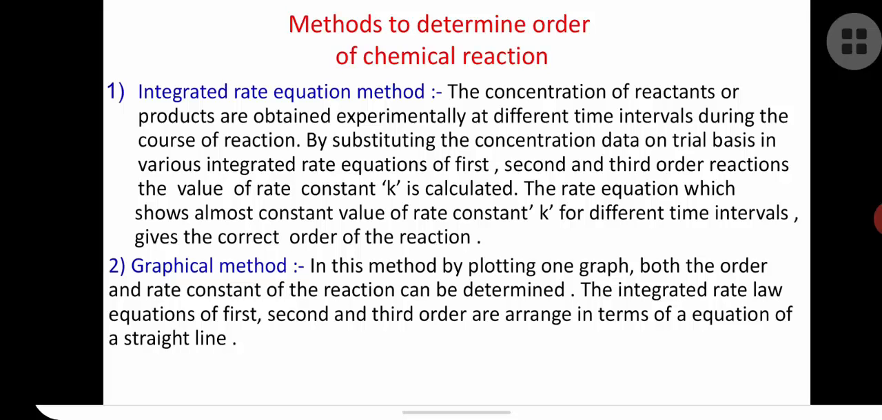Second one, graphical method. In this method, by plotting one graph, both the order and rate constant of the reaction can be determined. The integrated rate law equations of first, second and third order are arranged in terms of the equation of a straight line, that is y = mx + c.